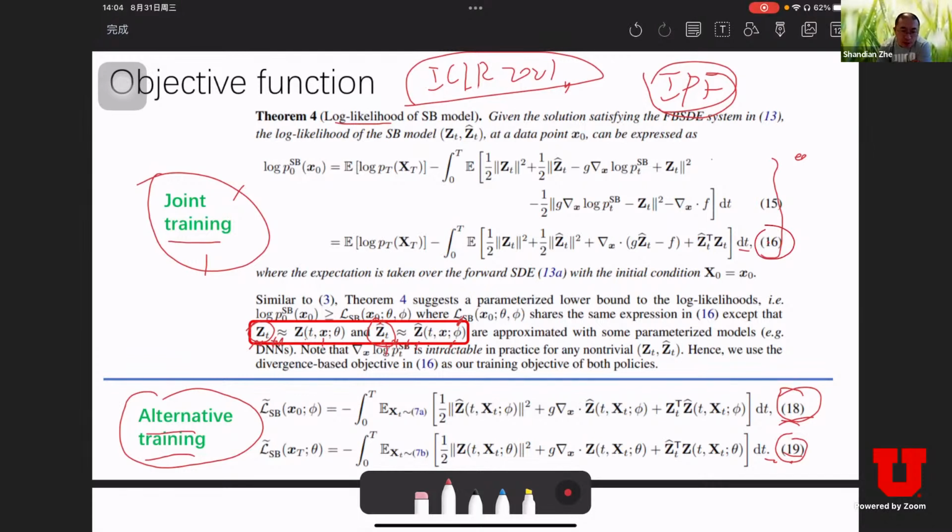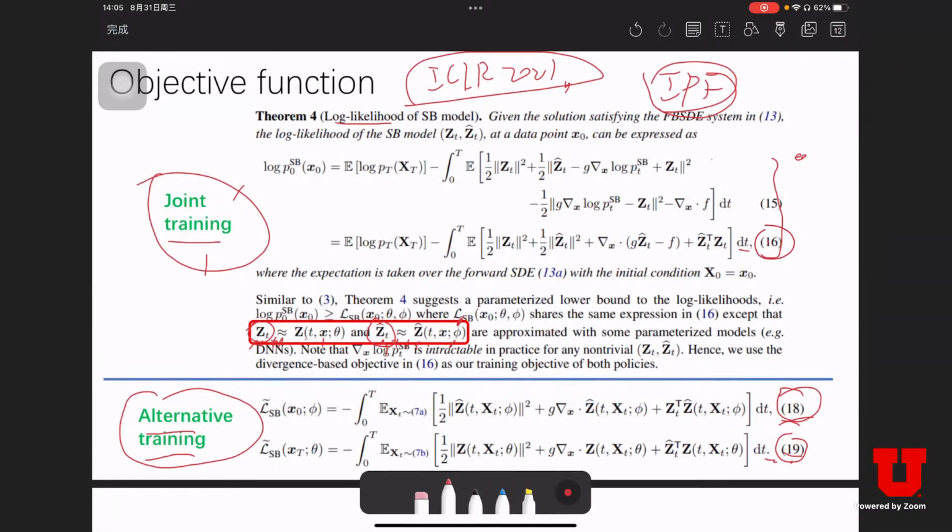Okay, and for the alternative training, for this joint training, they actually just compute the log likelihood of x0, because x0 is data, you know that. Yeah. You even, but where's the noise data? You even do not need to consider noise data, right? For the alternative training here, alternate.